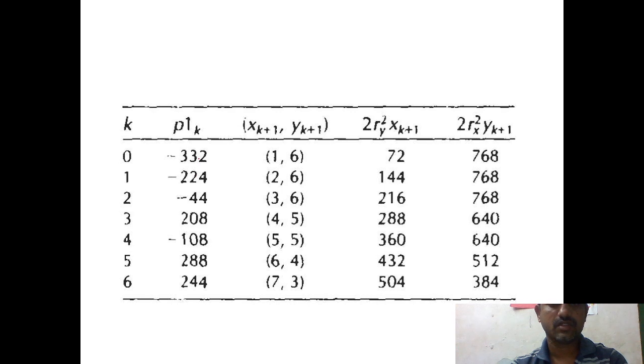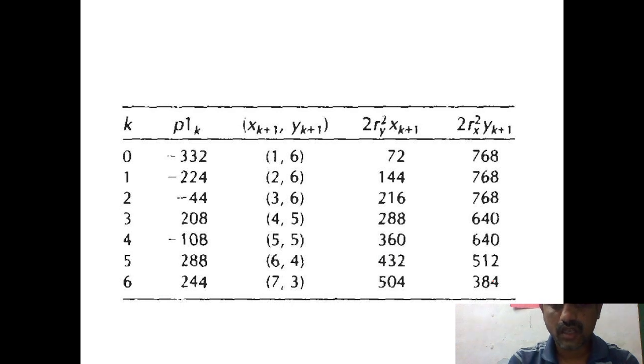For k equal to 0, the point is (1, 6), and the values are 72, 768, minus 224. Then (2, 6), 144, 768, minus 44. Then (3, 6), 216, 768, 208. Then (4, 5), 288, 640, minus 108. Then (5, 5), 360, 640, 288. Then (6, 4), 432, 512, and 244. Then (7, 3), 504.